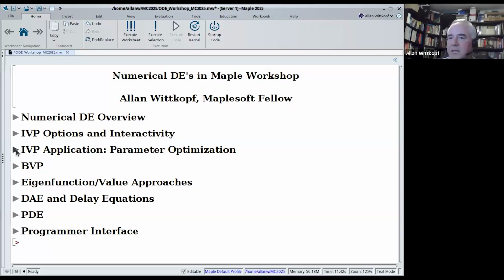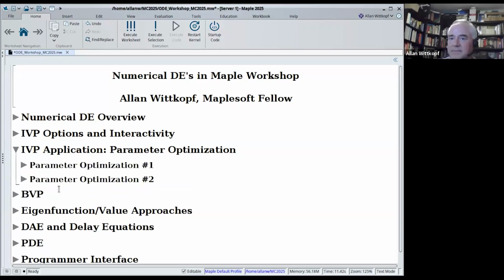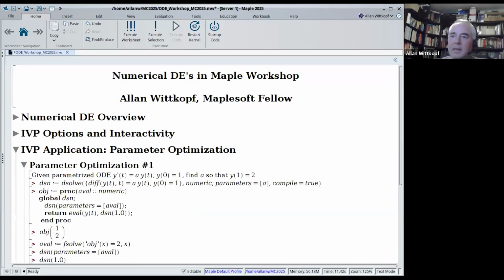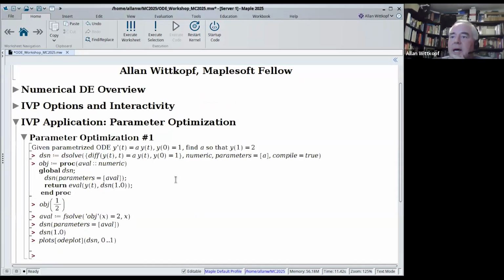Okay, we'll move on to parameter optimization. I'm just giving a couple examples of parameter optimization. So we have a parameterized ODE here with y at 0 is 1, and our question is find A so that y at 1 is 2. So it's a pretty straightforward problem.